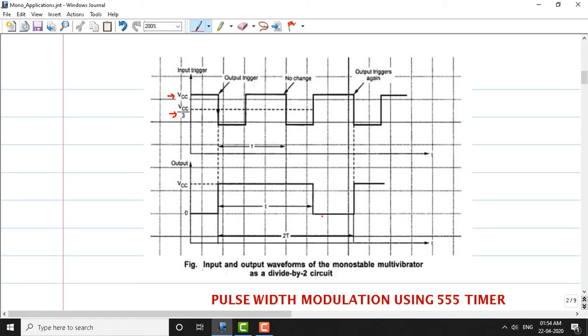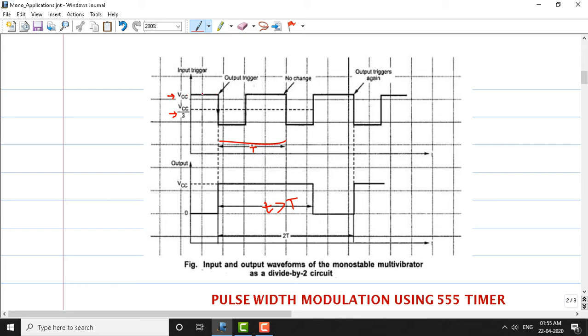So you can see periodically the trigger pulses are applied, and here we can observe the output pulse. And here the condition is that the output pulse duration should be larger than the period of this trigger pulse. So the period of this is capital T, and the period of the output pulse is a small t here. If you make t greater than capital T, then this circuit becomes a frequency divider circuit. That we can see here.